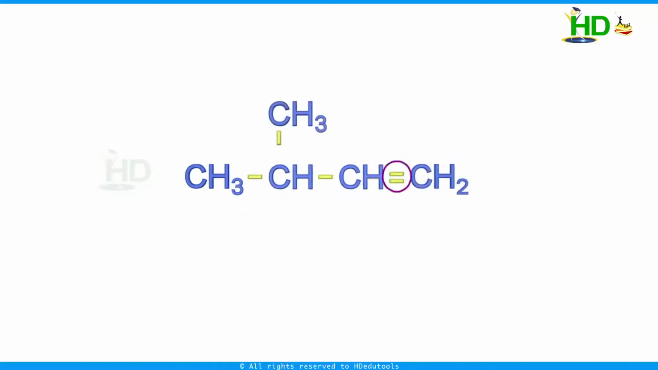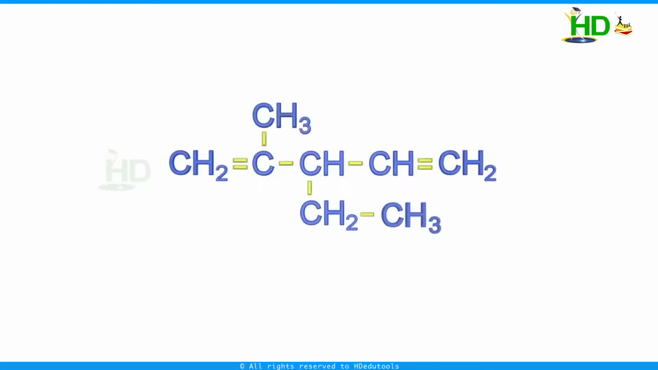Now this one, since the double bond is there, you start numbering from this end, 1, 2, 3, 4. The word root is but. Double bond is there, it is butene at the first position. Therefore, it is 1-butene. On the third carbon, or third locant, we are having the methyl group. Therefore, this is 3-methyl 1-butene.